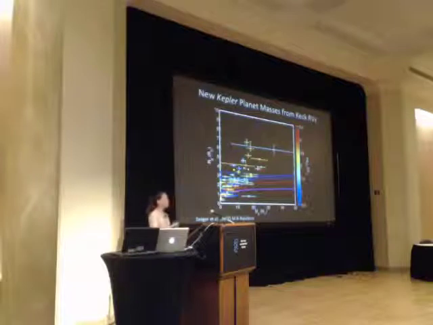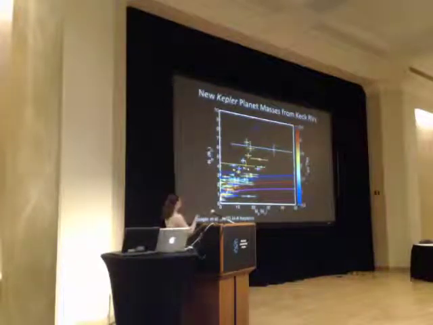Now one trend that's readily visible in this diagram is this paucity of high mass, high density planets here. And so now in the rest of my talk, I'll investigate this paucity of massive rocky planets in greater detail.